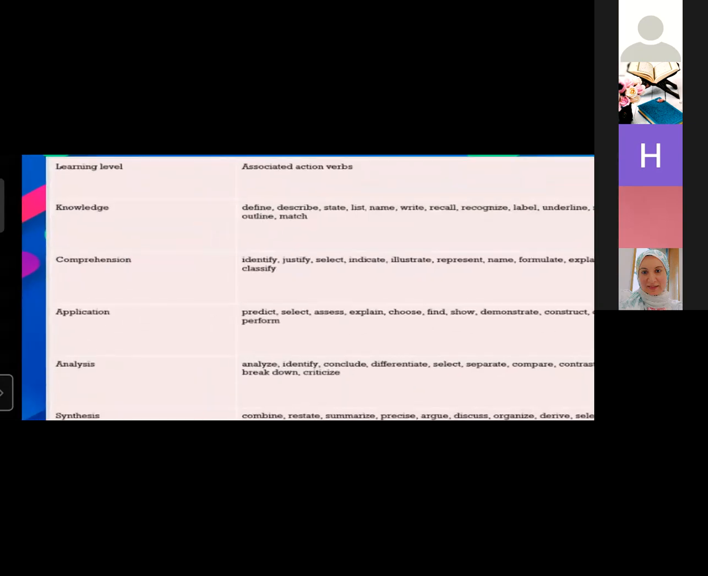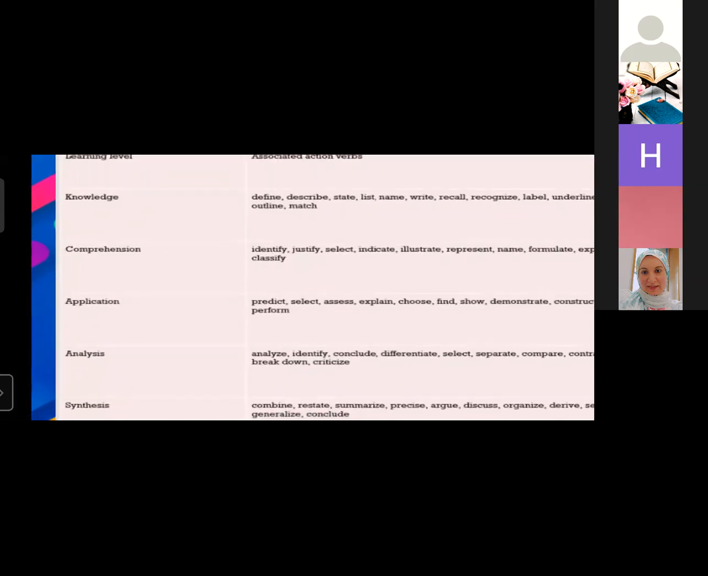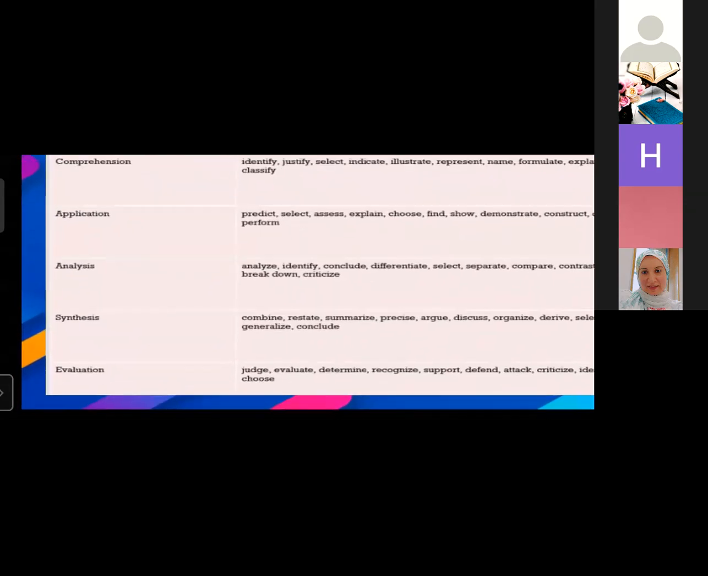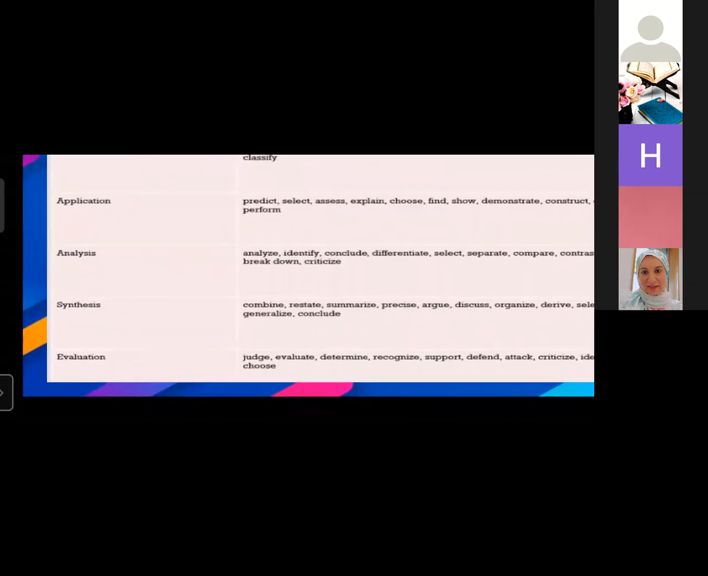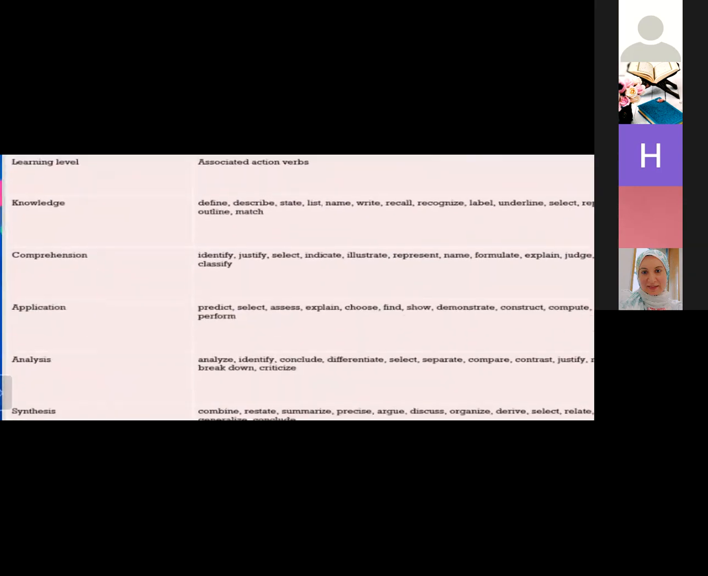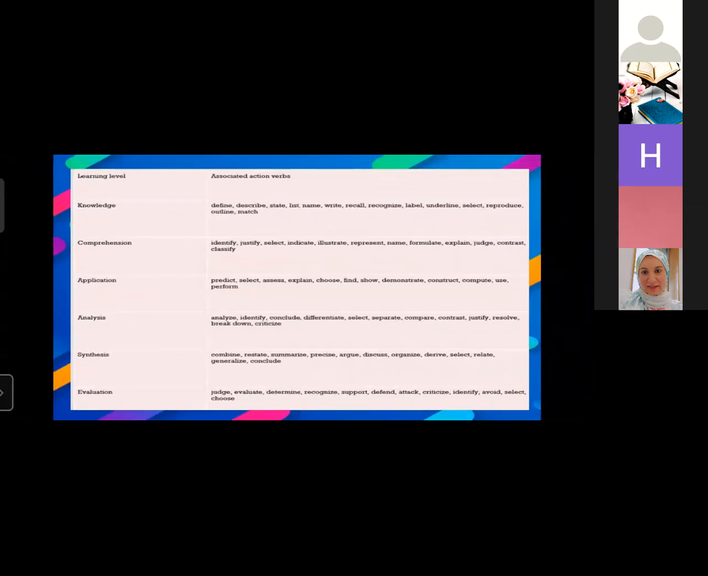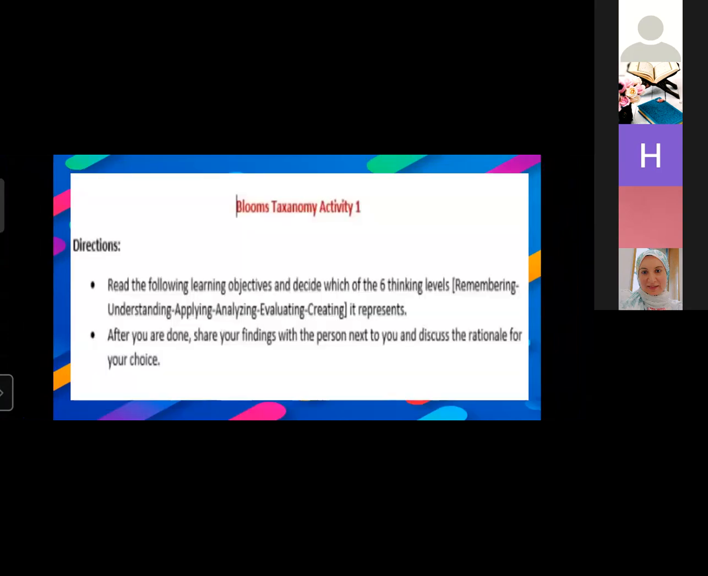Here are the learning levels associated with action verbs, and Bloom's taxonomy deals with knowledge, comprehension, application, analysis, synthesis, evaluation. And here are other action verbs. It's important to know the suitable, relevant action verb to choose when you write your objectives. Why? Because upon the objectives, you will know how to evaluate and assess your students.